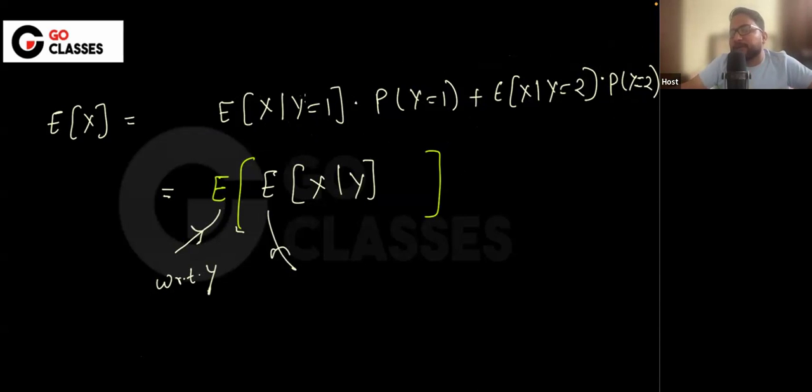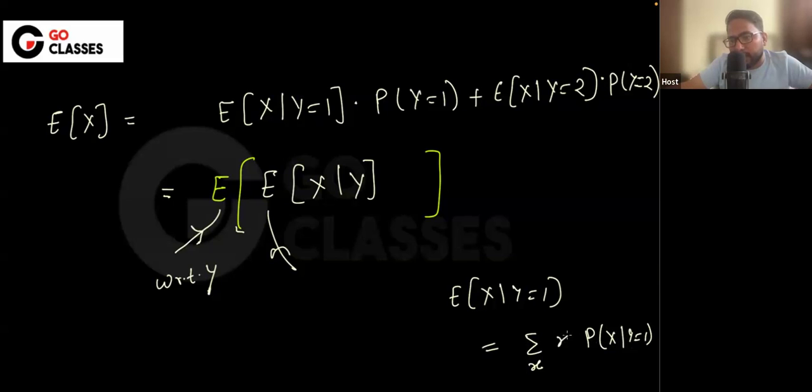But if you find the expectation of x, then if you open this up, expectation of x given y equal to 1 is nothing but the summation over all the possible values of x of x times the probability of x given y equal to 1. So this is with respect to x, because you are basically summing over all the x. Anyway, it's not important, but I'm just telling you.